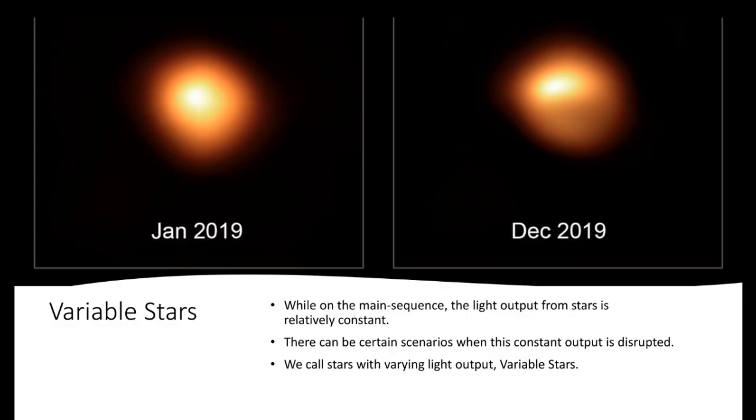Okay, so variable stars are basically stars that do not have a constant light output, even though they appear to be on the main sequence. So main sequence is when you're turning hydrogen into helium in your core, and so there has to be some interesting physics going on to disrupt that constant light output. And you can see a picture here, January from one year to December of another year, and the brightness of that star appears to have changed.